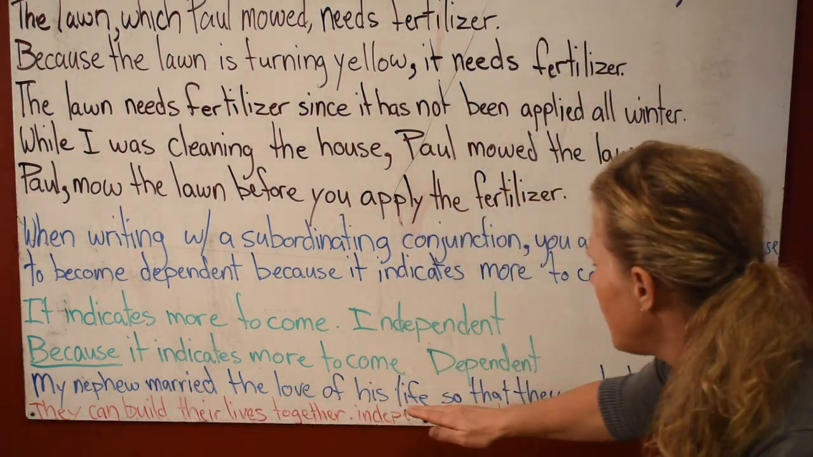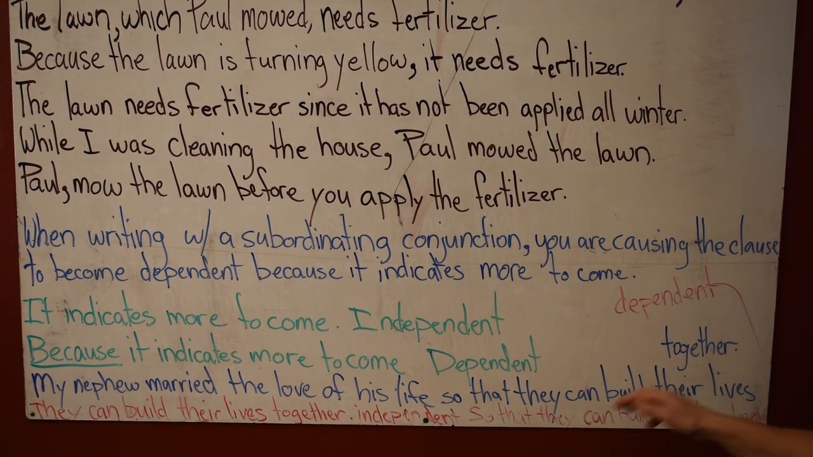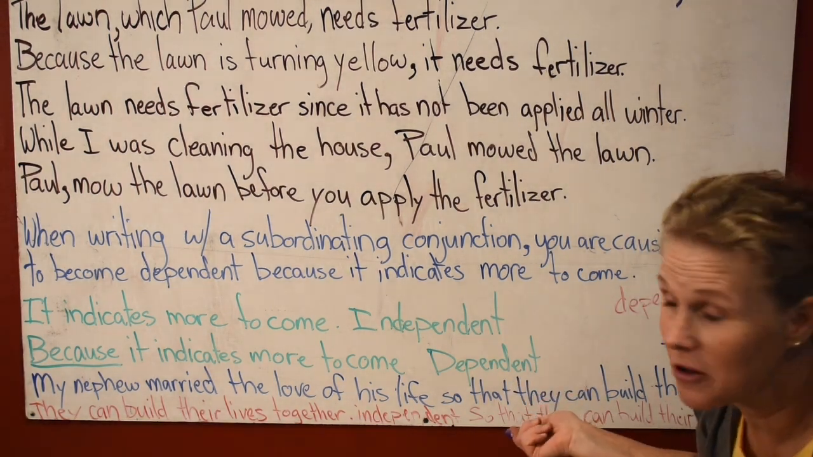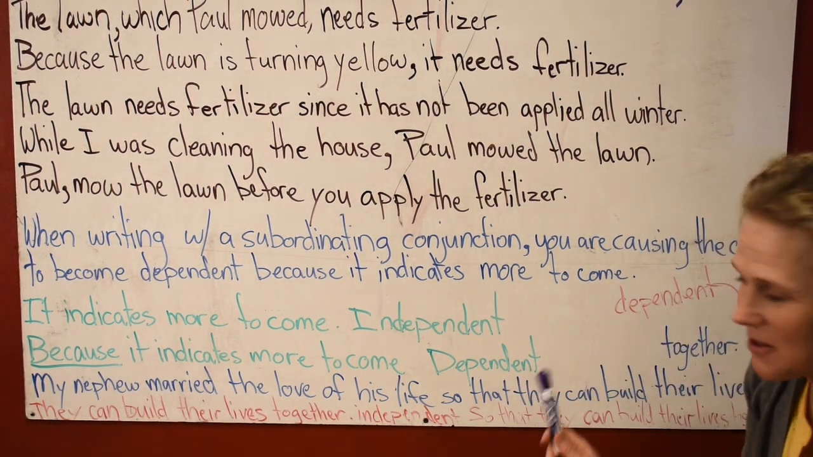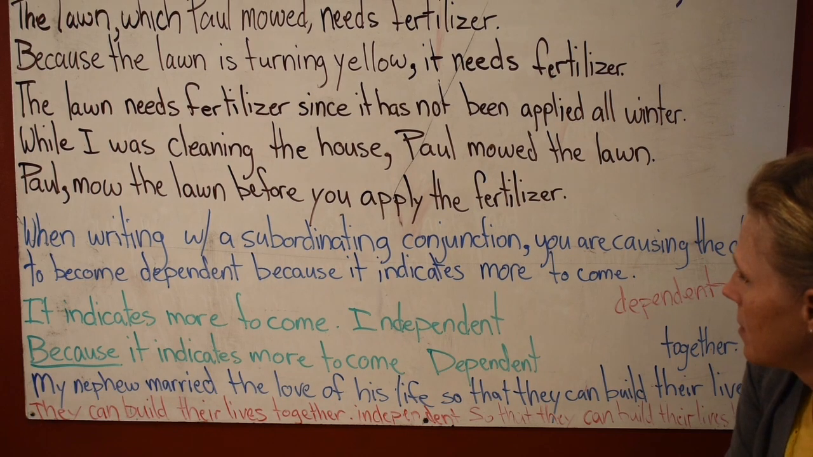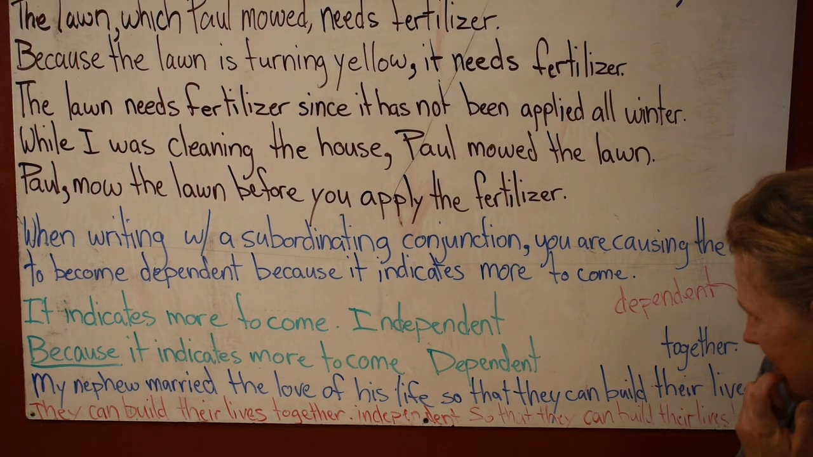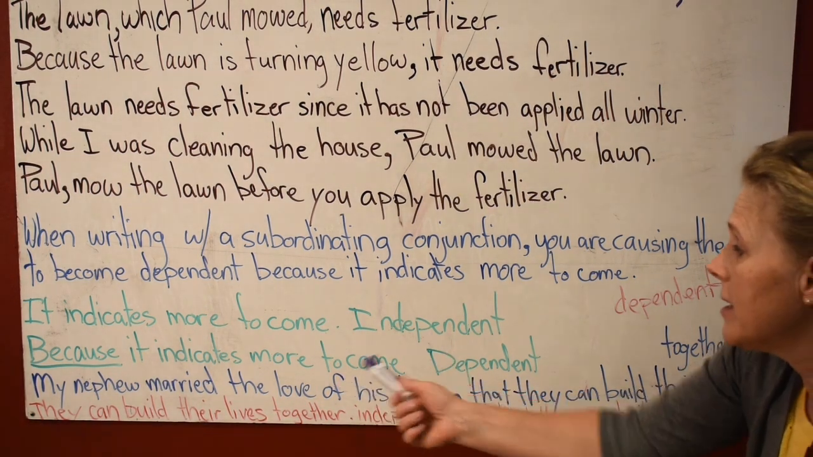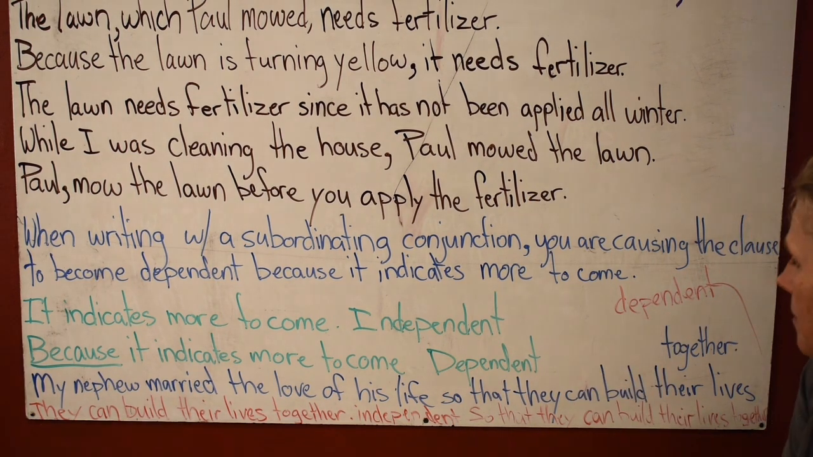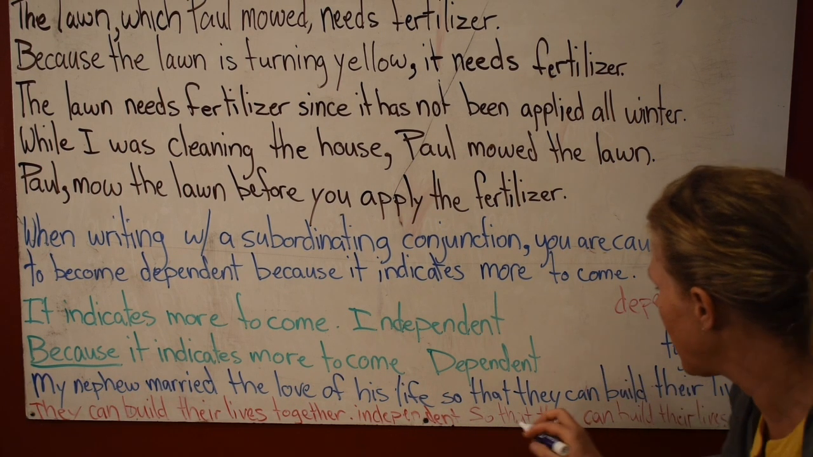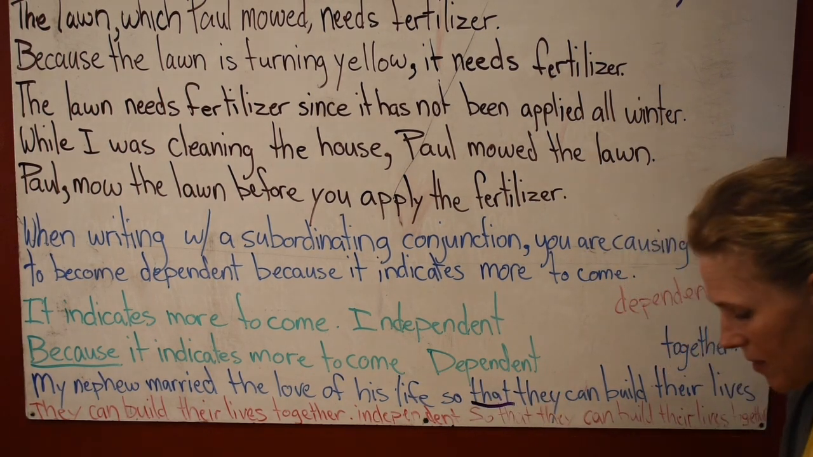My nephew married the love of his life so that they can build their lives together. Why is there not a comma here? I put this together right after my nephew got married, so that's why the sentence is in here. Where is your independent clause in that one? My nephew married the love of his life. What's your dependent clause? So that they can build their lives together. Right, so we have our subordinating conjunction right there.